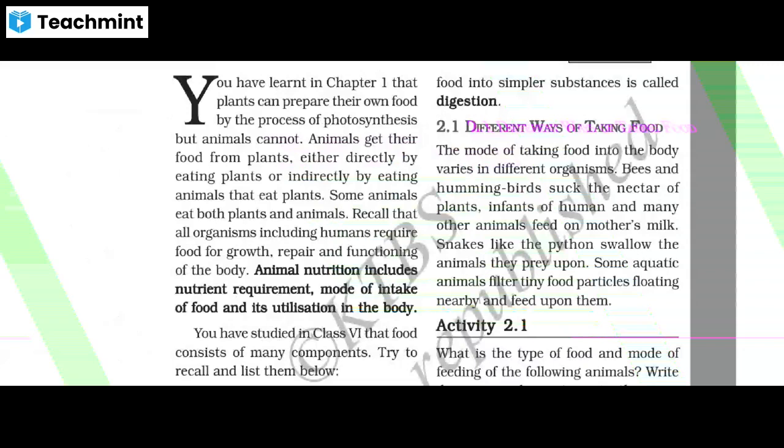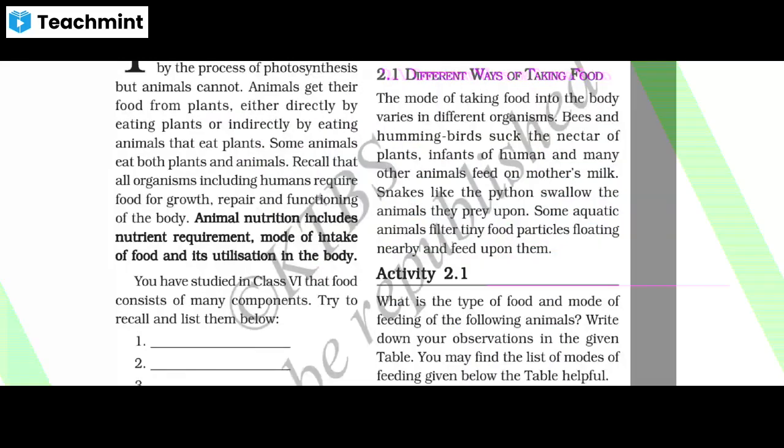Animal nutrition includes nutrient requirement, mode of intake of food and its utilization in the body. Why is it so? Because look at the plants. Plants are not moving from here to there. They are producing their food for themselves as well as for others. That's the reason they are autotrophs. But animals need nutrition. Then what type of nutrition do they require?